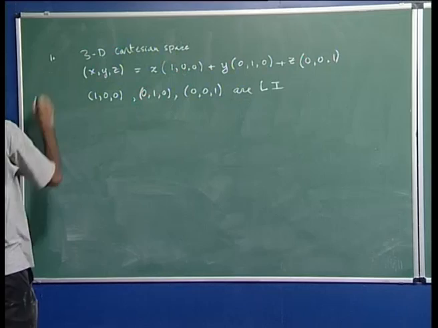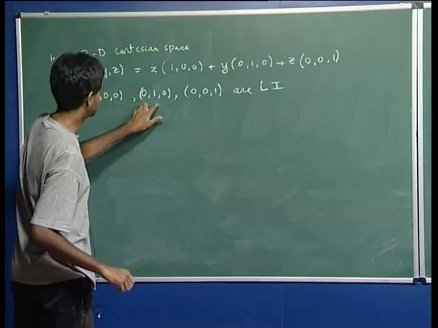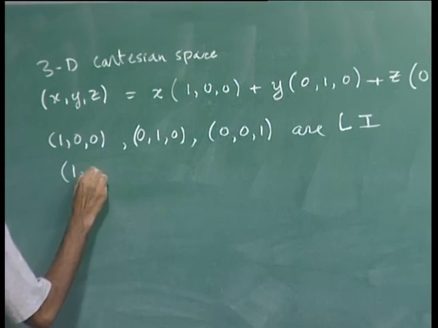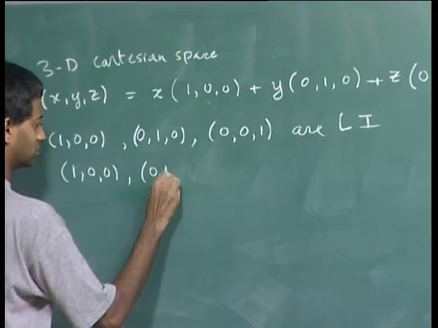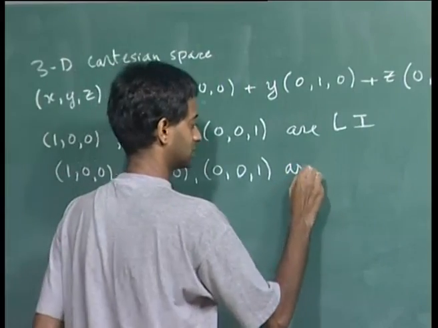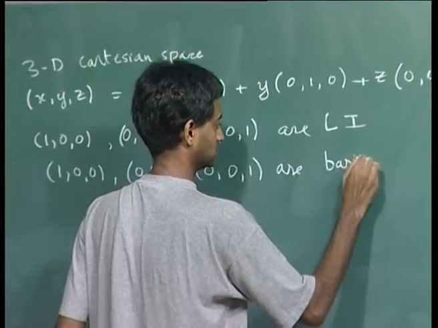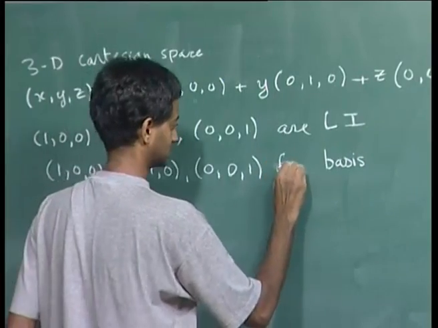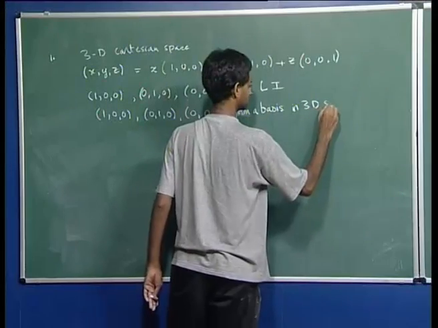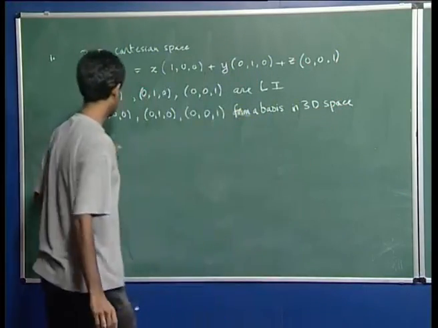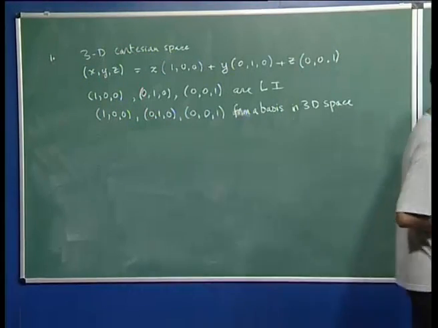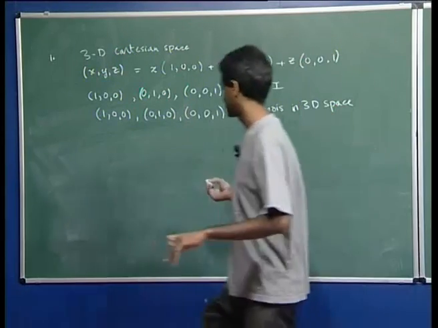So, this is the first example. These are linearly independent and they span the vector space. So, 1 0 0, 0 1 0 and 0 0 1, they form a basis in 3D space. So, 1 0 0, 0 1 0 and 0 0 1 form a basis in 3D space. Okay. Next, let us look at another example.